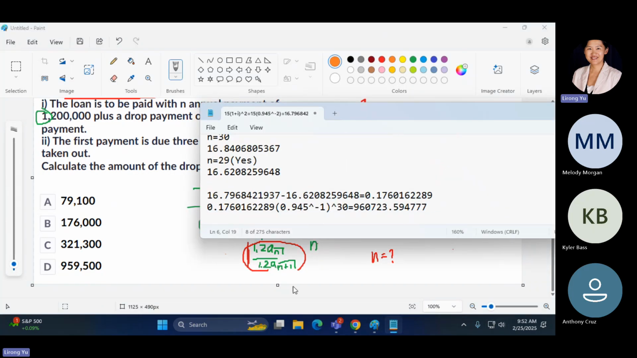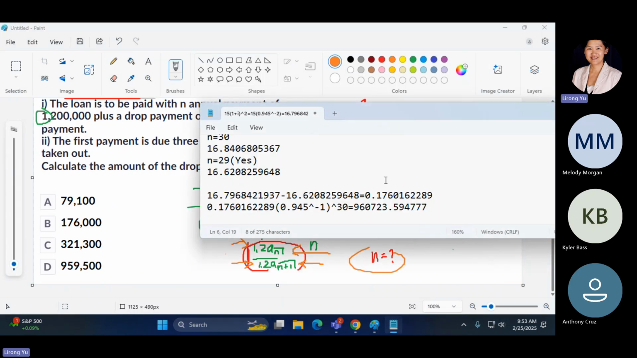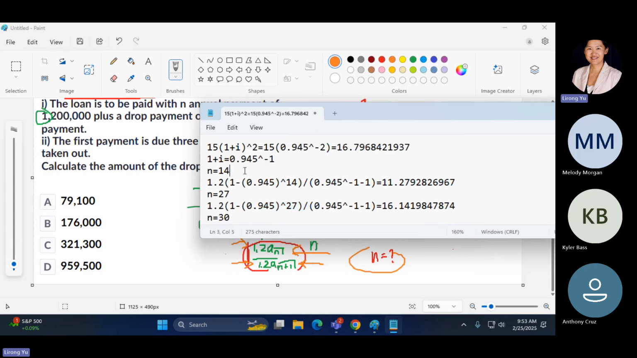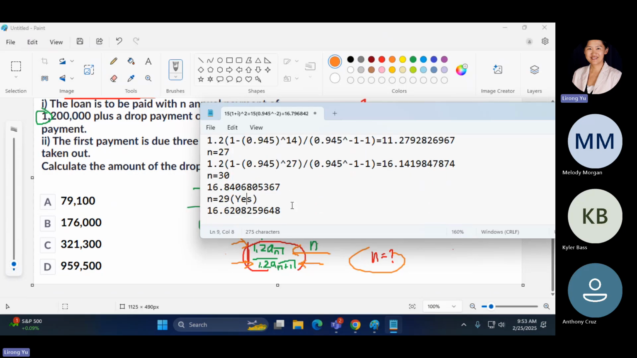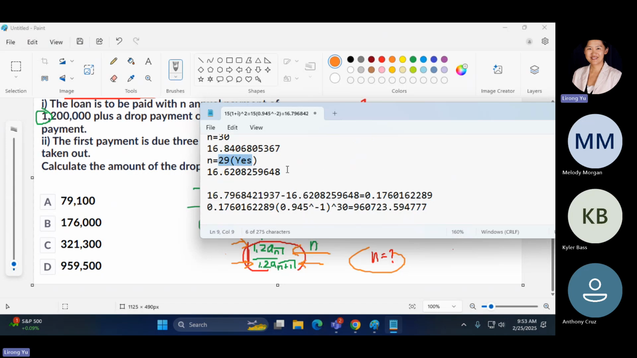We tried to use different n, one below and one higher, to find the right n. Once we did those calculations, 27, 30, and 29: 30 is too high, 29 is low. That's why we realized 29 will be the n, and we found the difference between the two. We're aiming for 29 and the target loan. That difference is the last payment.